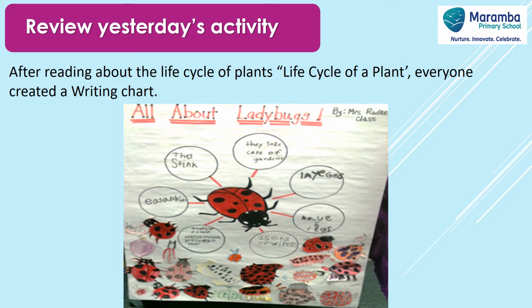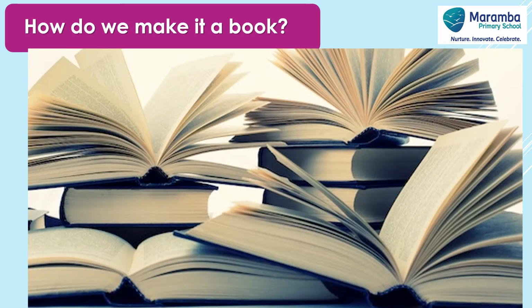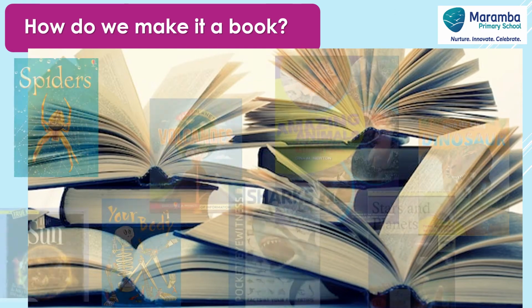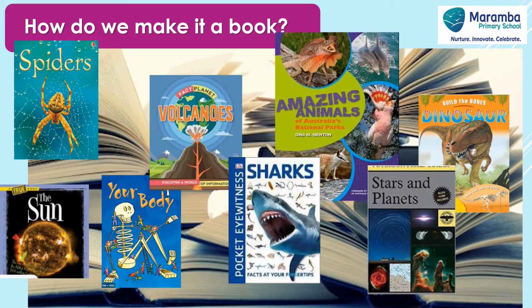Let's review yesterday's activity. We looked at the life cycle of a plant and we created a writing chart where you put your plant in the middle and in the bubbles around the outside you put lots of different facts and pictures. Well done, because they were amazing. But how do we turn that into a book? Well, let's find out.